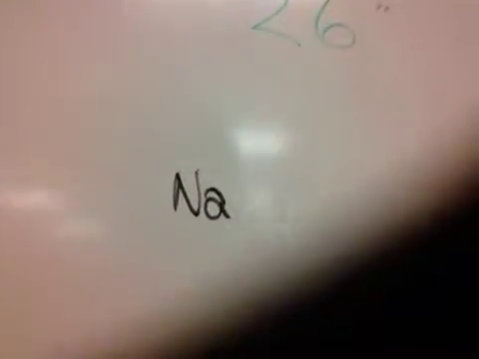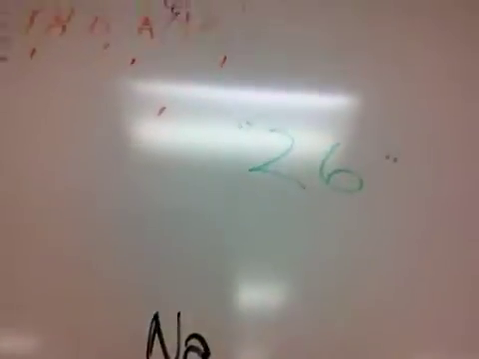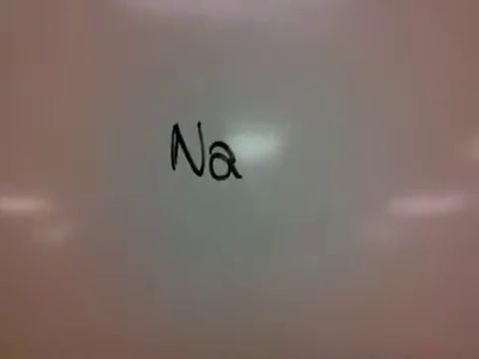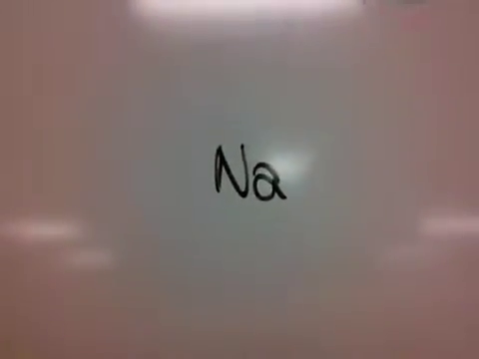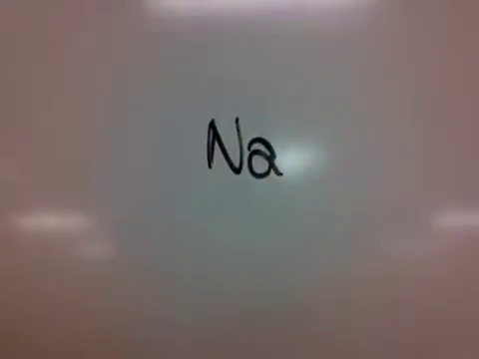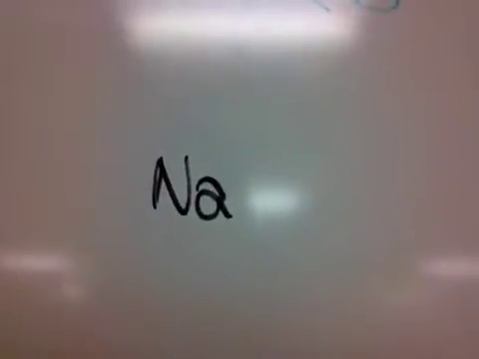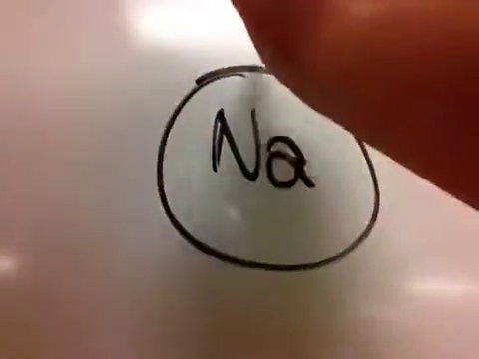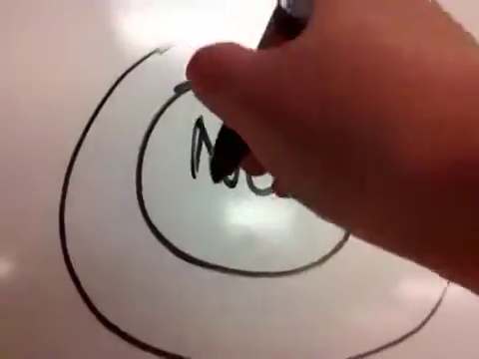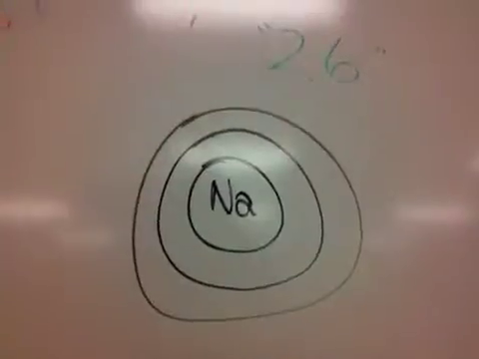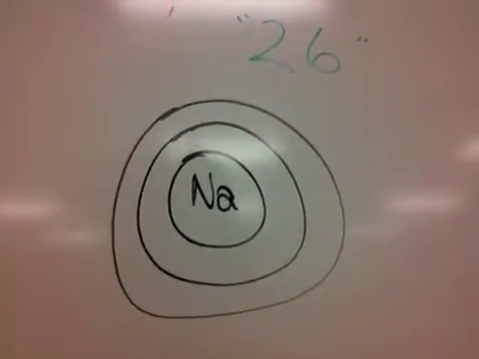Now, I have to account for all energy levels that sodium passed up. I know that sodium is in the third energy level, and I know that because I look on my periodic table and I see that sodium is in row 3. And since it's in row 3, that means it has 3 energy levels. So I'm going to draw 3 circles around it, because there are 3 energy levels, because it's in row 3. Here's my first energy level. Here's my second energy level. There's my third energy level. Okay, so I know that sodium has 3 energy levels.